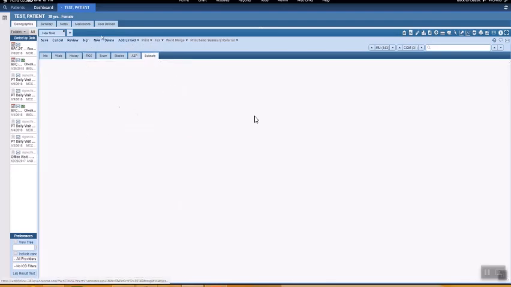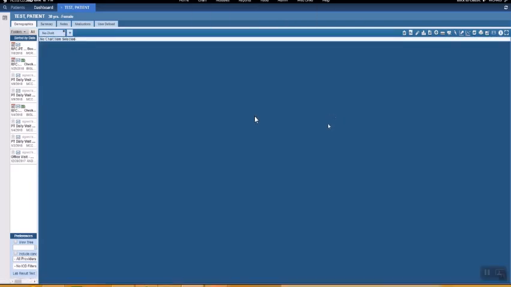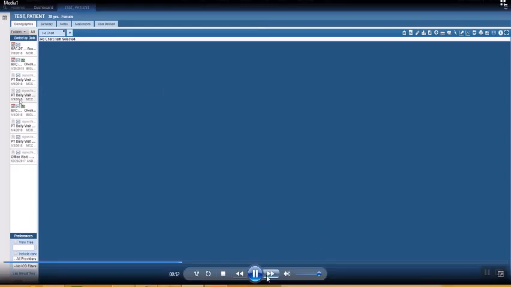But everything that you see here is what is required in a complex visit, the higher level visit, in order to get reimbursement from the government.